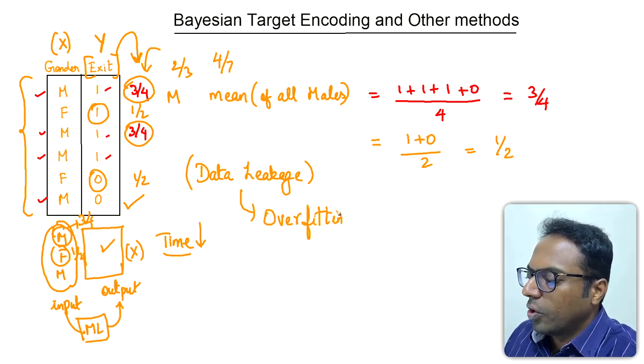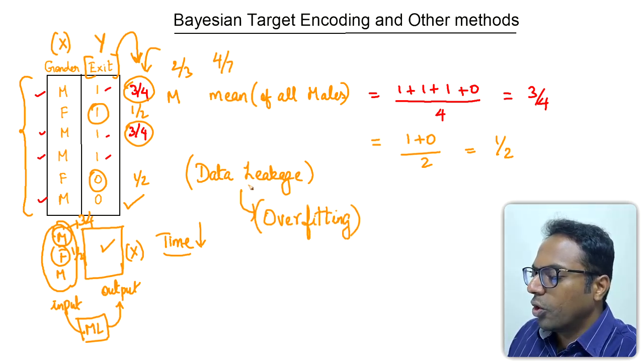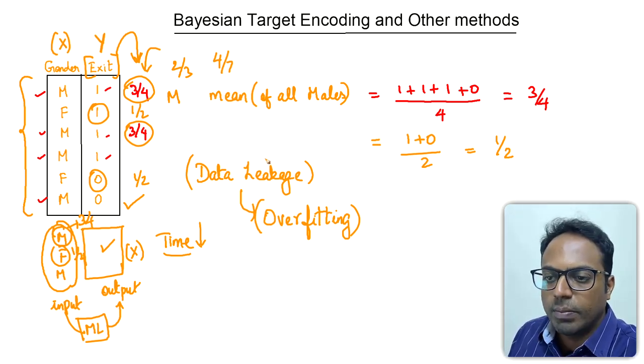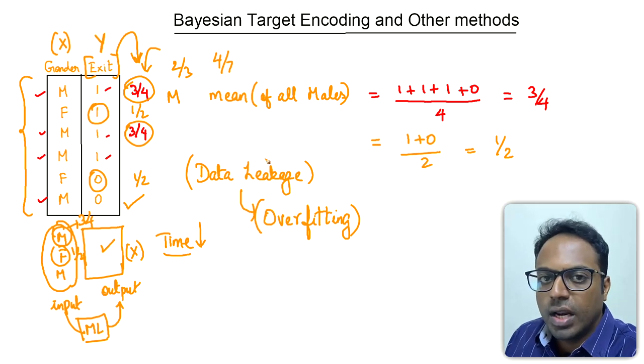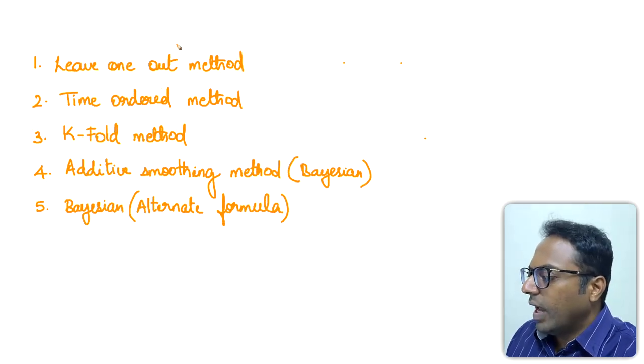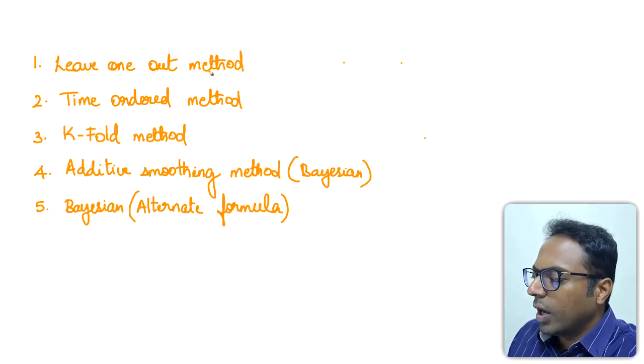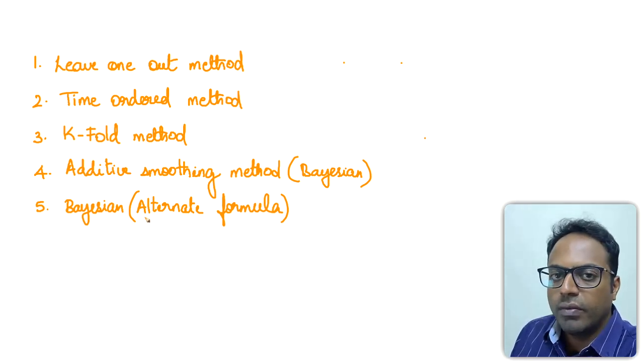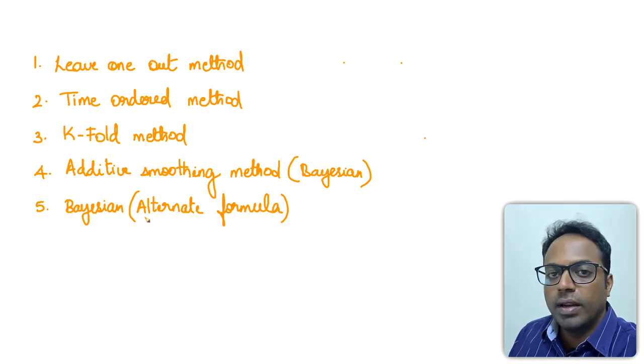Alright, this is the whole context. This is what target encoding is, and this is the problem with target encoding. I just described that. Now, how to overcome this? There are multiple different approaches. We have leave one out method, time ordered method, and so on. We will look at these methods one by one. Each and every one of them is going to be really interesting.